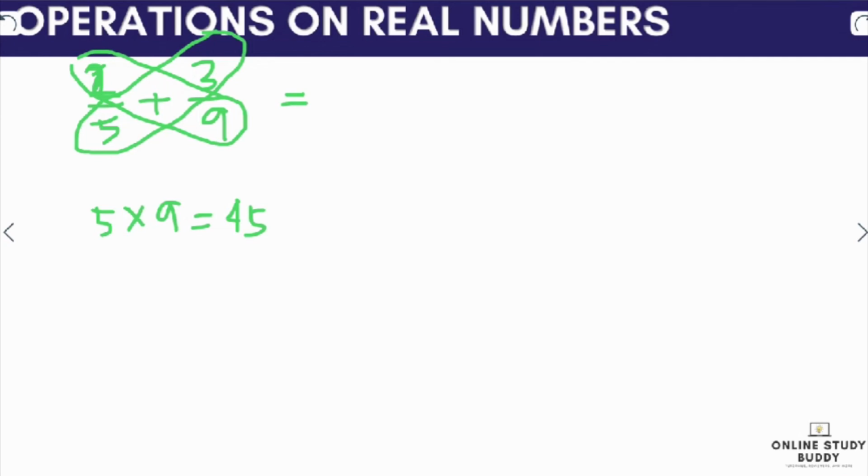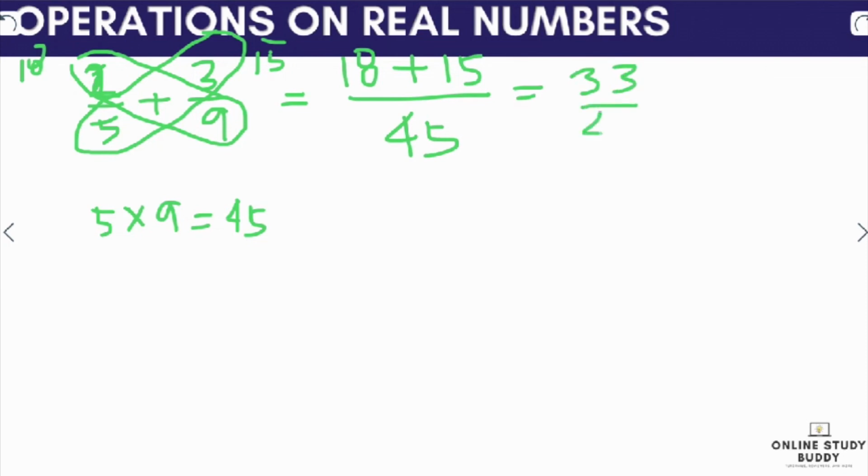So, in this case, for 2/5, we will multiply 2 times 9, we have 18. And then, for 3/9, we will multiply 3 times 5, we have 15. So, yung magiging result natin is 18 plus 15 over 45. We have 33 over 45 as our final answer, which we can further simplify to 11 over 15.